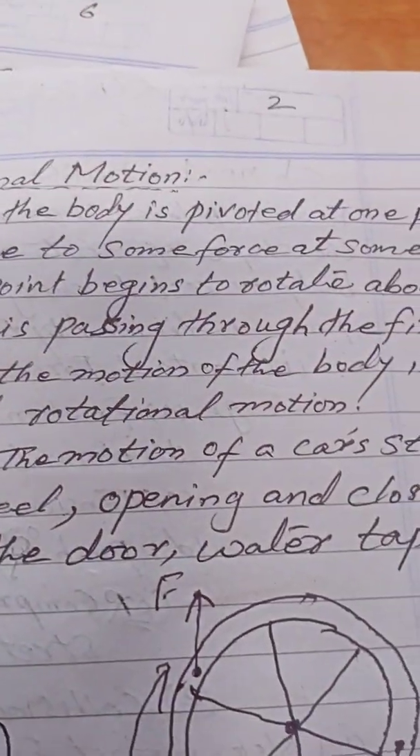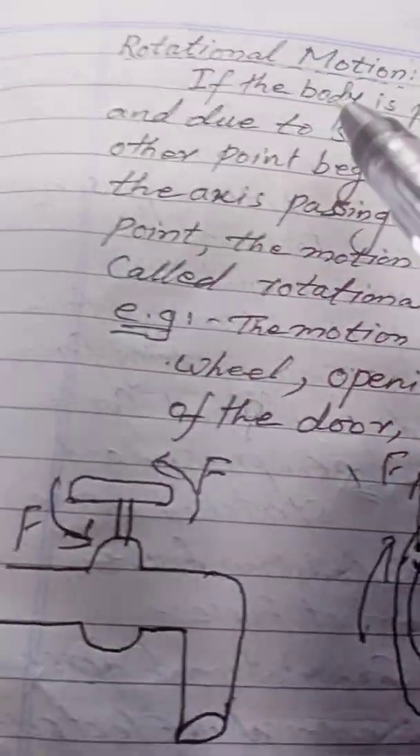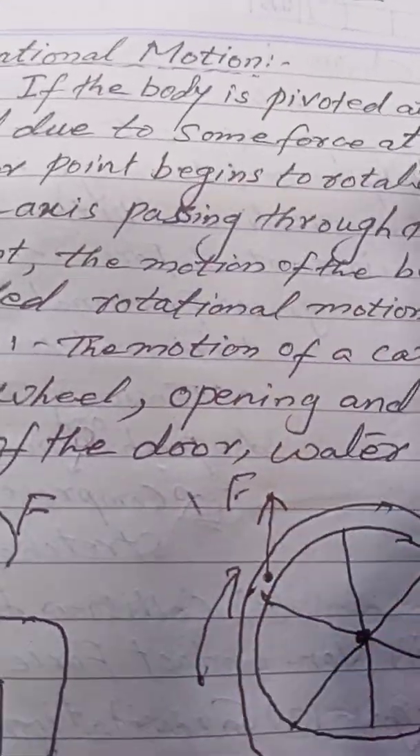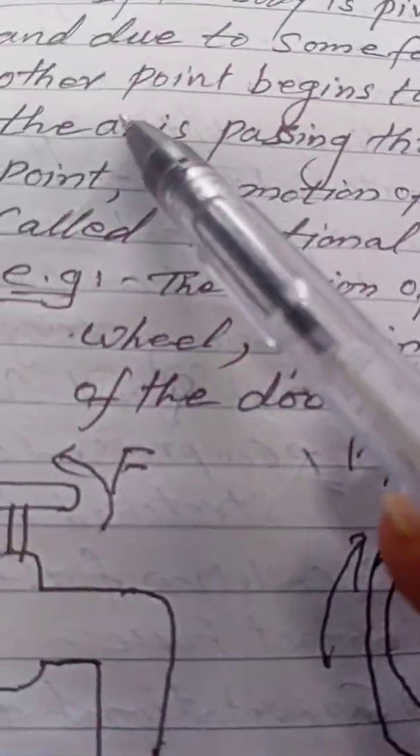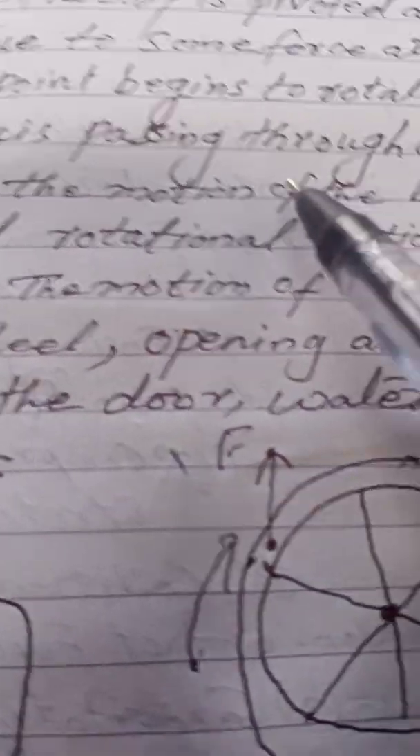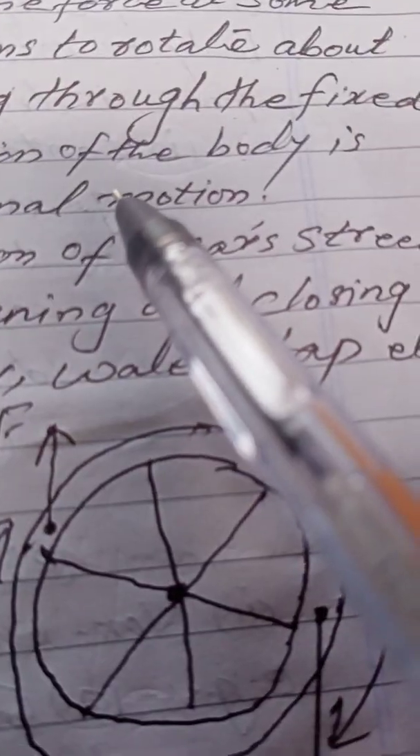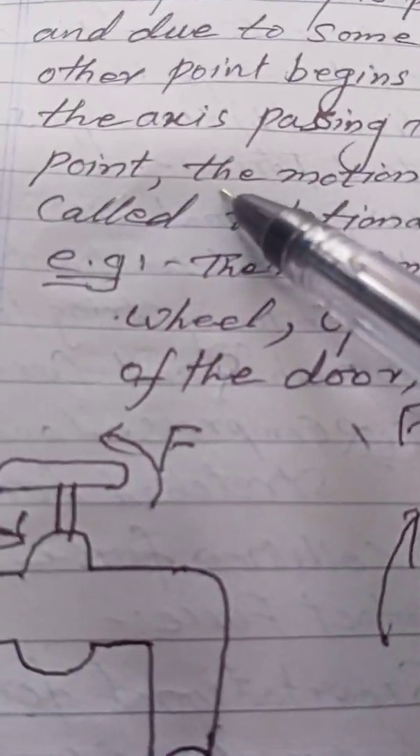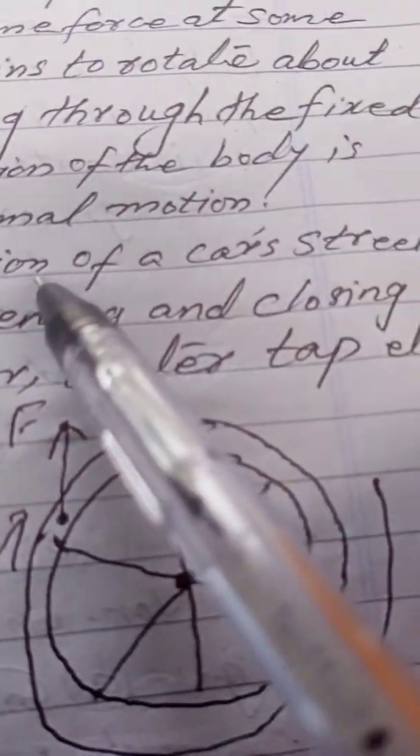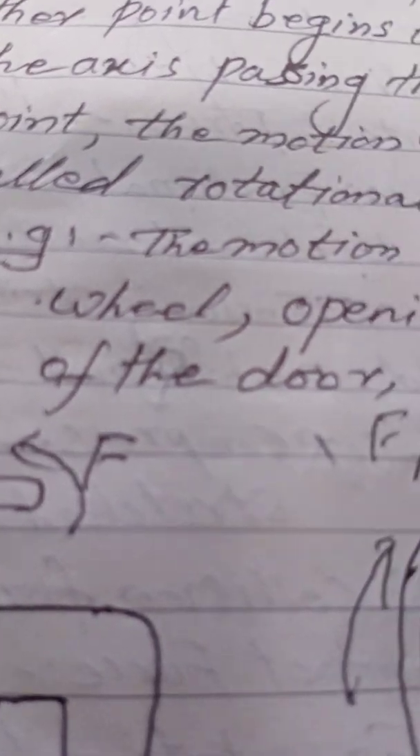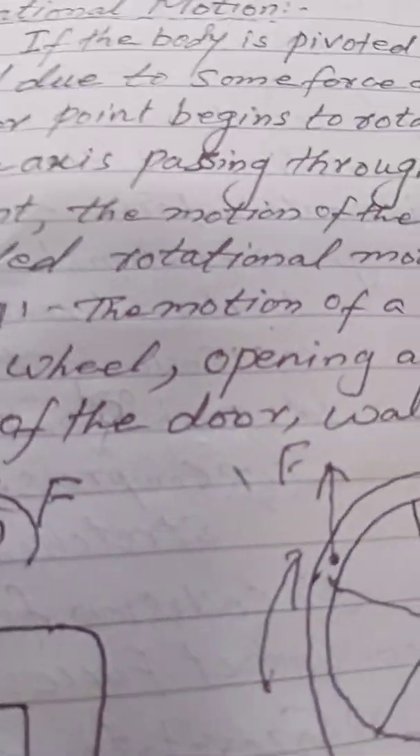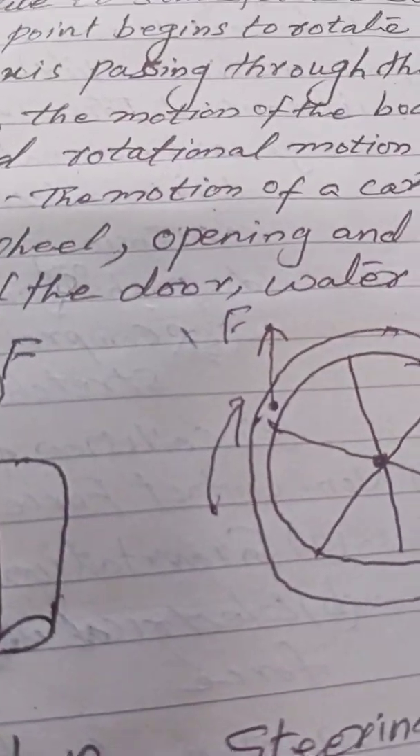See the figures here. Rotational motion: if the body is pivoted at one point and, due to some force at some other point, begins to rotate about the axis passing through the fixed point, the motion of the body is called rotational motion. Examples: opening or closing a drawer, water tap, car's wheel, string, etc.